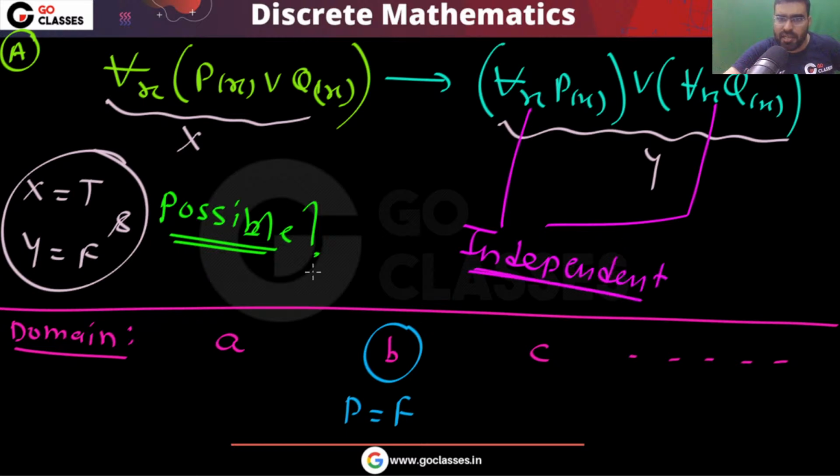These are completely independent. So remember, this x has nothing to do with this x. They are completely in different scopes. This is the scope of this universal quantifier. This is the scope of this universal quantifier. So remember, these are completely independent.